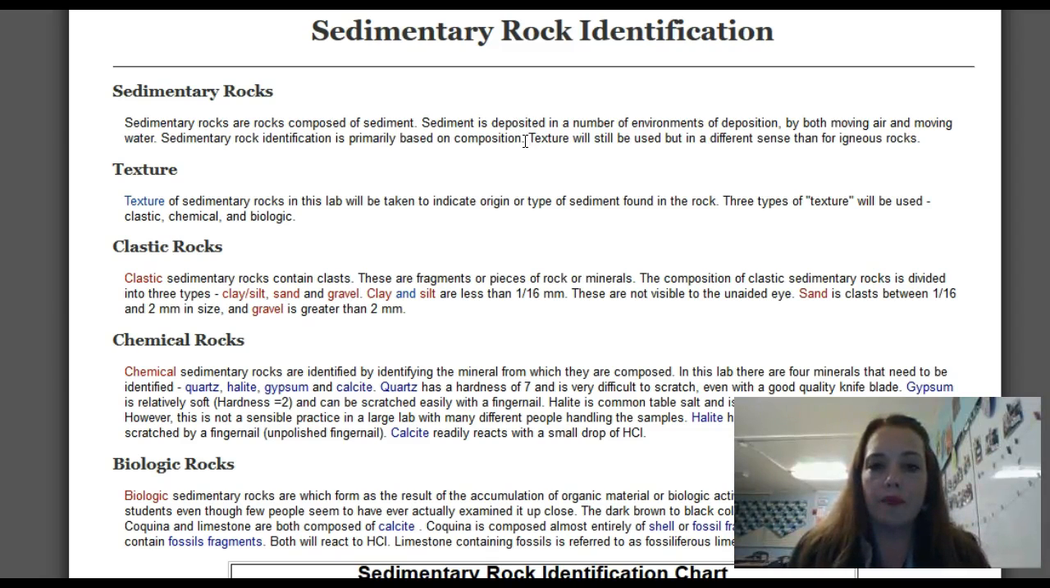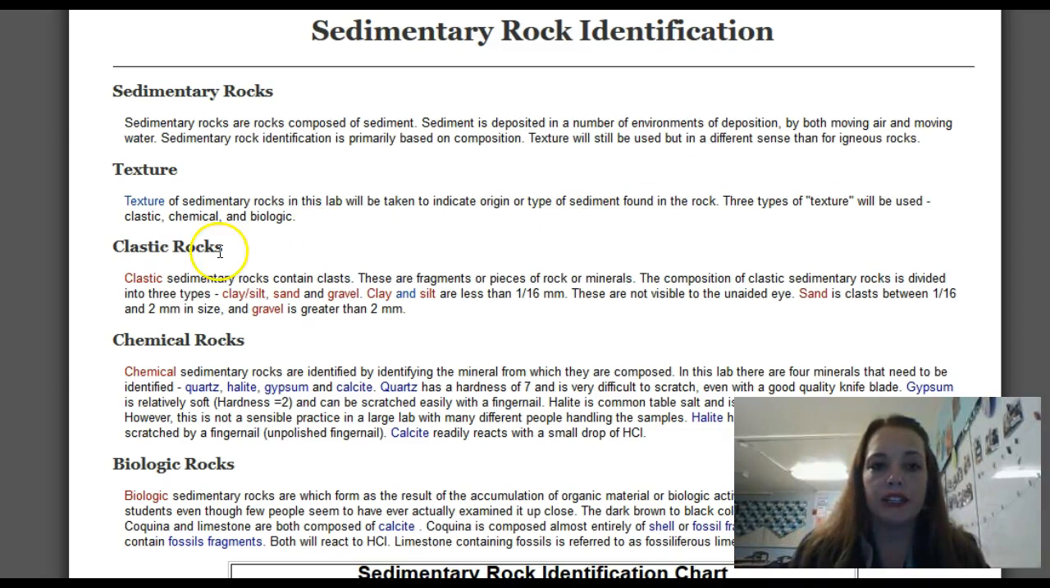You will be looking at composition. That's the basis of how they're actually identified. And we will be looking at texture, but texture is a little bit different. Last week for igneous rocks, we said that texture was whether it was fine-grained or coarse-grained, depending on if it was inside the earth or outside of the earth. Texture here is going to indicate where it came from.